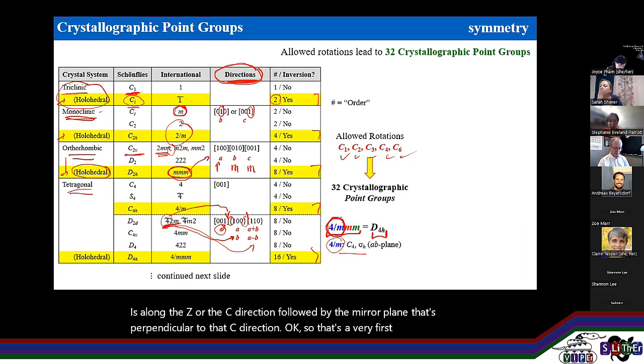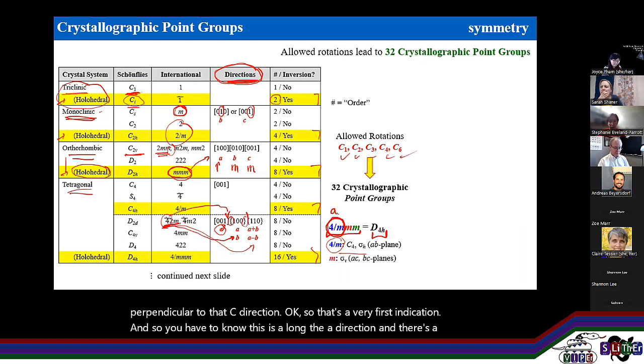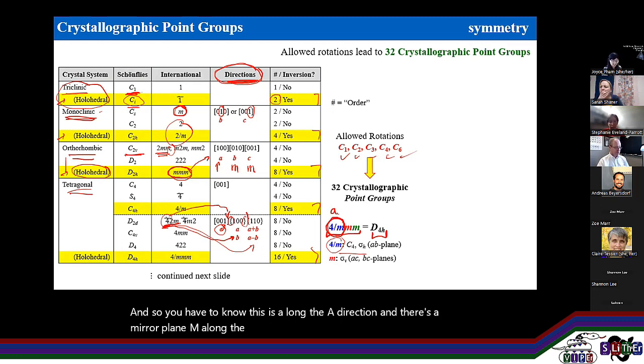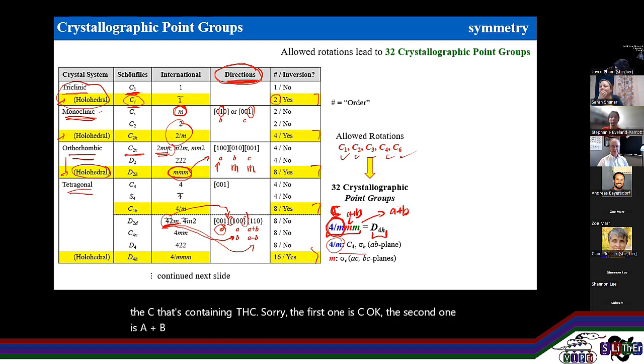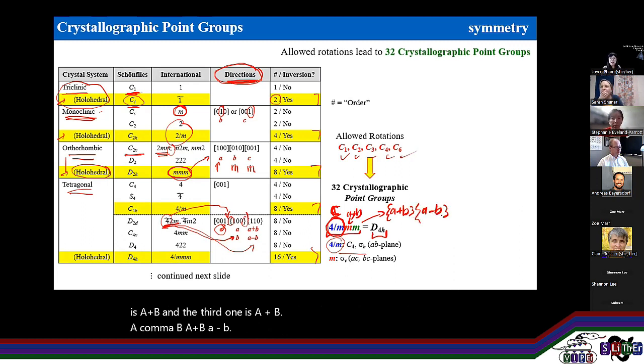And so you have to know this is along the A direction. And there's a mirror plane M along the B, or that is containing the, oh, I'm sorry, the C. Sorry, the first one is C, okay? The second one is A plus B. And the third one is A comma B, A plus B, A minus B. Okay, and then the last one is just that diagonal.